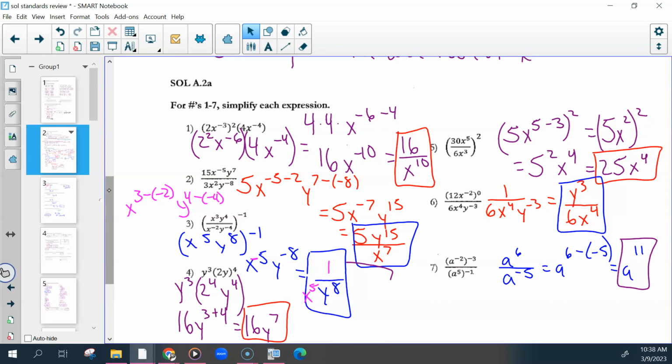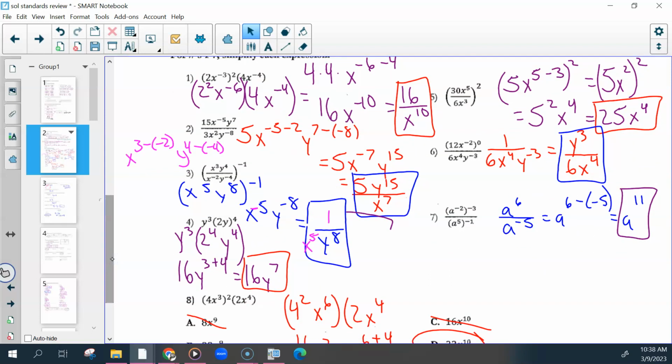And then 7, you have to multiply the exponents in your numerator and denominator. Then subtract your exponents since you're dividing. So 6 minus negative 5, and that will give you a to the 11th. Questions on those 3?